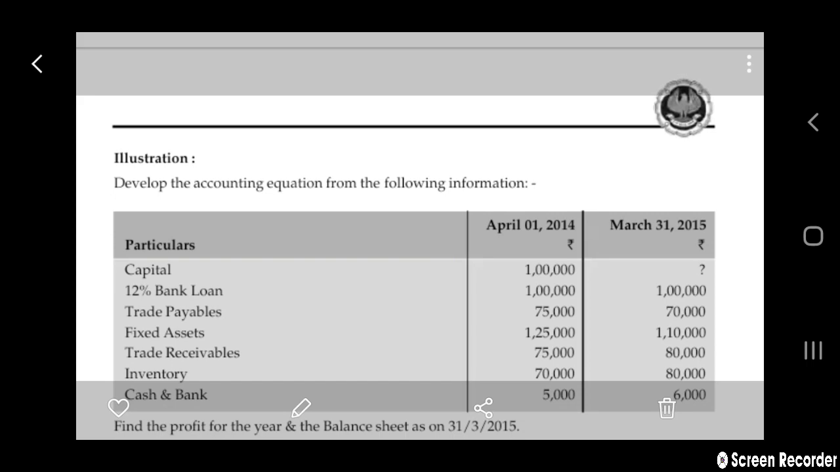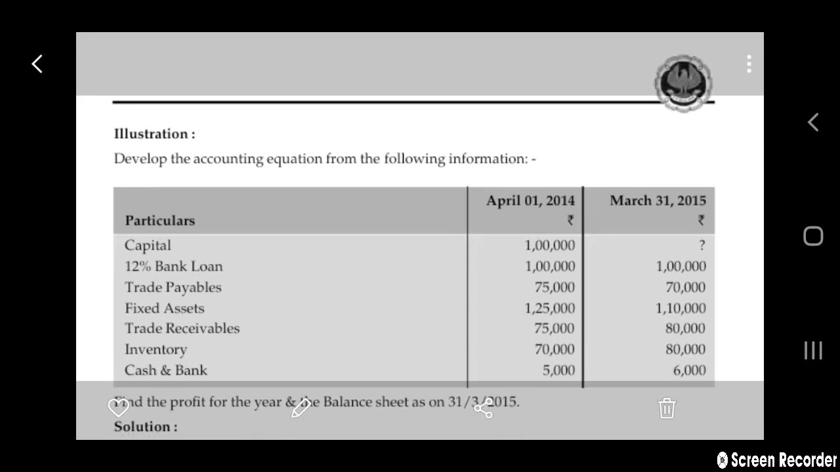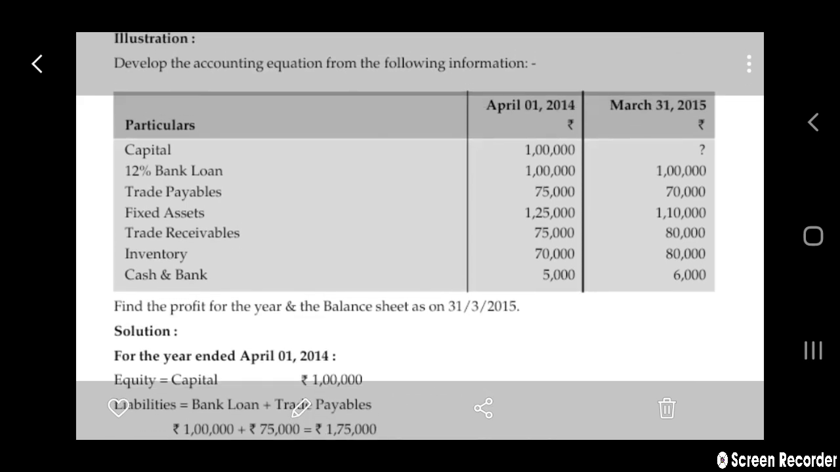So today I'm going to explain your Chartered Accountancy second chapter, Accounting Concepts, Principles and Conventions, Part 2 video. Let us come to the Part 2 video. Here they have given an illustration, which develops the accounting equation from the following information. How can we develop the accounting equation? For that they have given an example. Let us see.